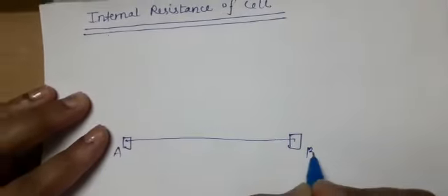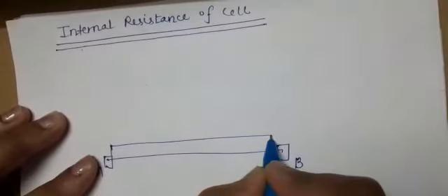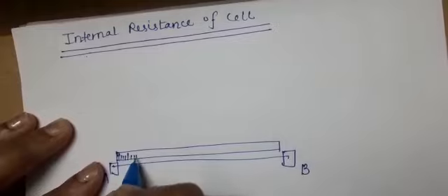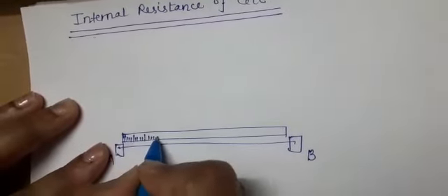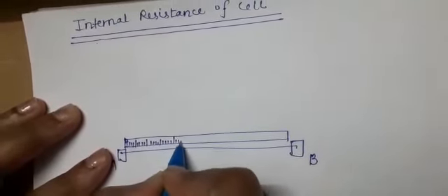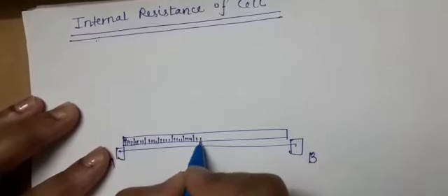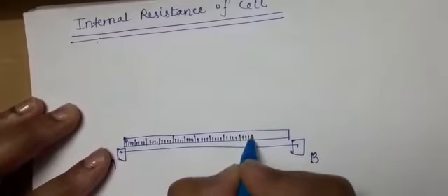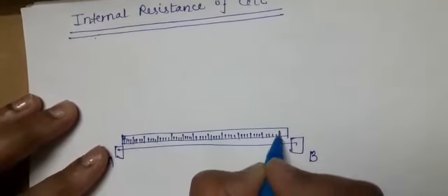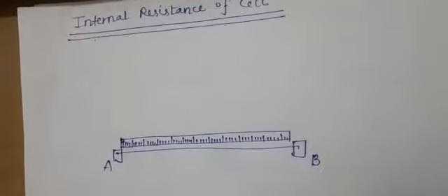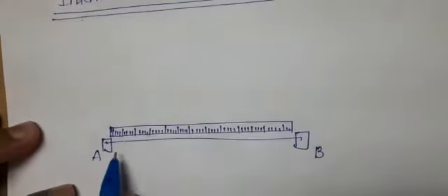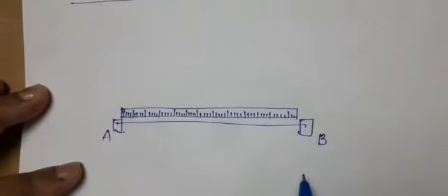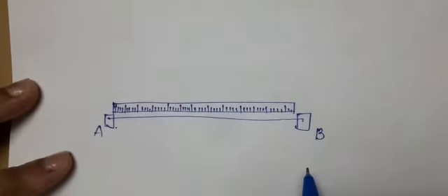AB is a wire stretched between the terminals A and B. A meter rod is fixed. The wire may be 4 meters or 7 meters or 10 meters, but here in the diagram we are representing it as a single wire. It means this AB wire is of total length that can be 400 centimeters or 700 centimeters, whatever we have taken.